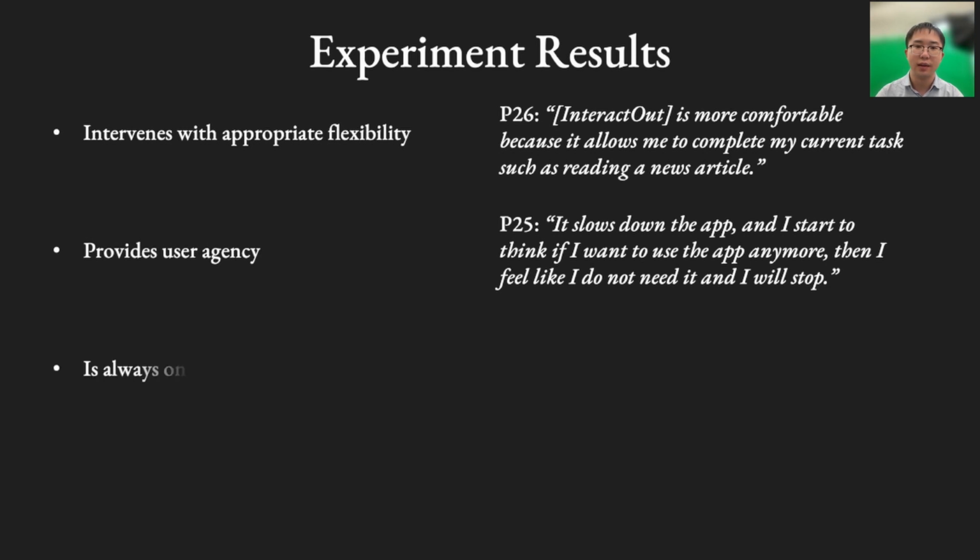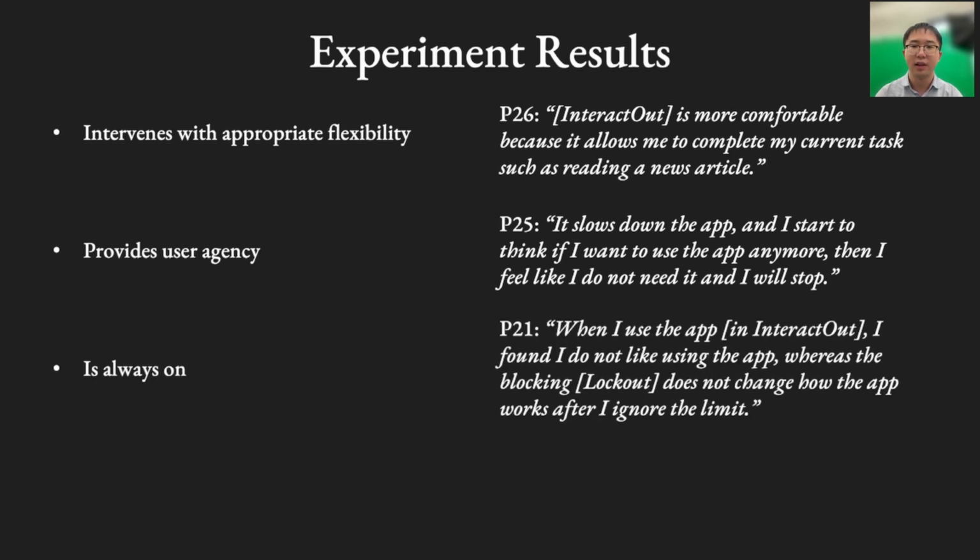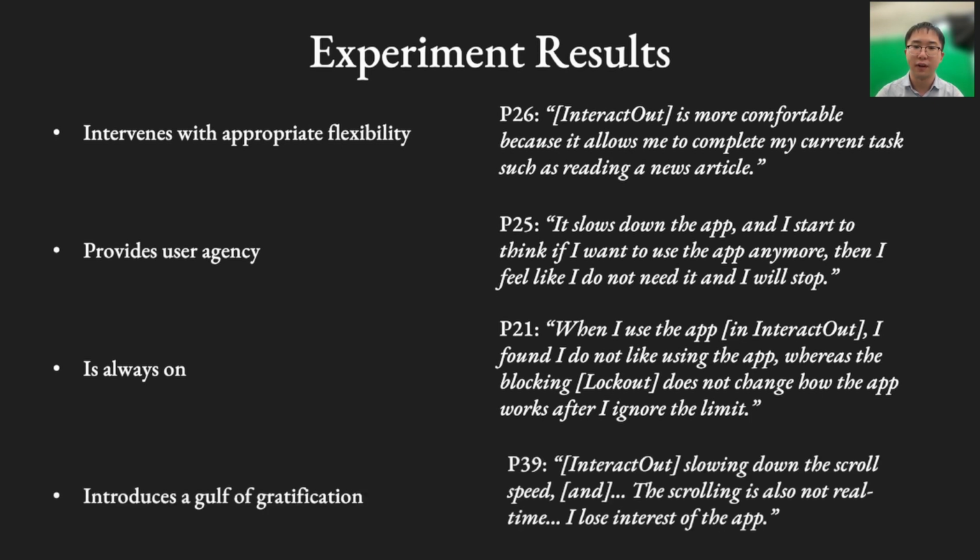Third, it's always on. P21 said when they use the app during the InteractOut interventions, they found they do not like using that app, whereas the time lockout did not change how the app works after they ignore the limit. Finally, it introduces a gulf of gratification. For example, as InteractOut slowed down the scroll speed and made scrolling not in real time, participants like P39 lost interest in the app, as it became difficult to gain gratification from the app.